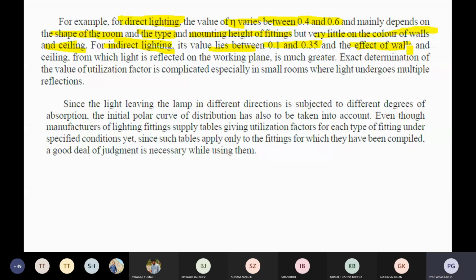The light is reflected on the working plane, so the light coming back here is much greater. How much value? It totally depends upon the reflected light.